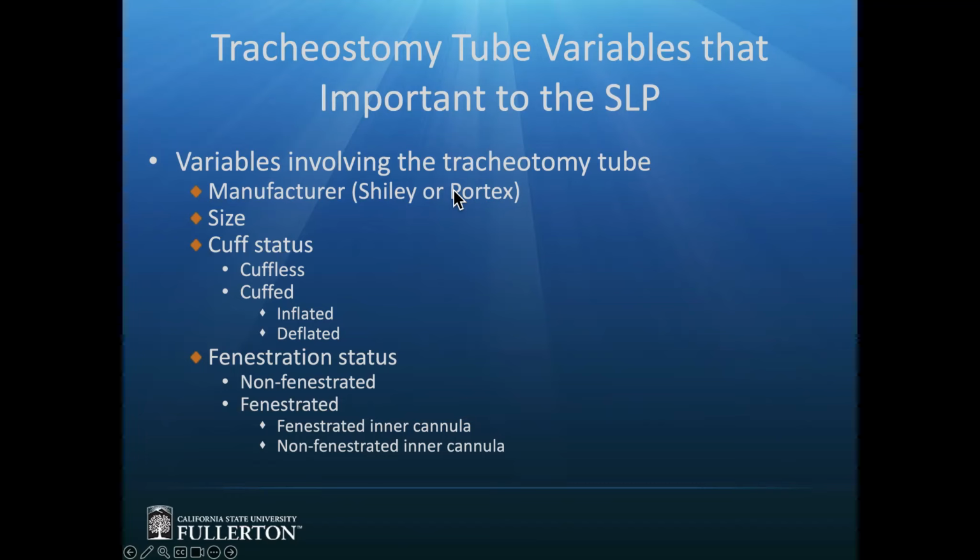So if you get a patient who's got to that point with their Passy-Muir and they have a Portex, you want to get it changed to a Shiley, because remember, the Portex is not safe for independent use of the Passy-Muir valve. This second variable is the size of the tracheostomy tube.